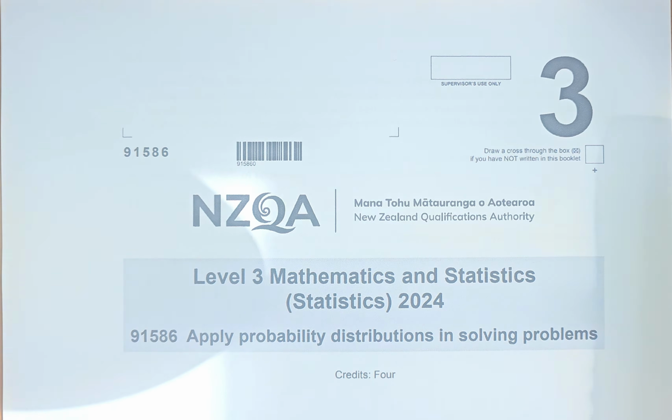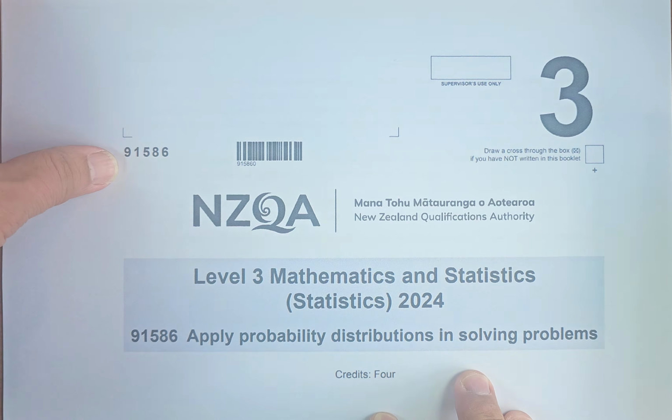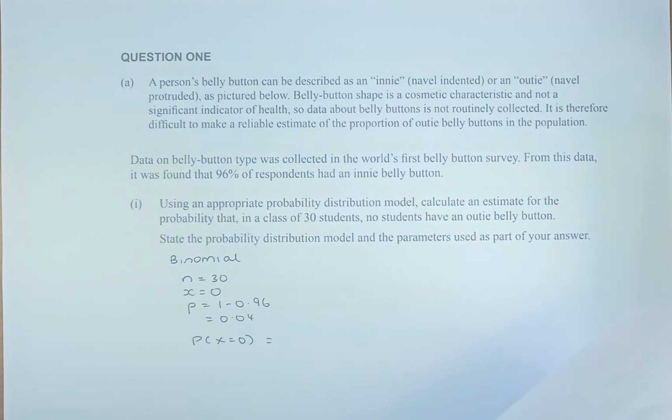Good day. In this video, we are going to try and solve question 1A of the 2024 NCEA Level 3 statistics paper titled Apply Probability Distribution in Solving Problem. In this video, we need to use the graphic calculator. If you have one, that is an advantage. If not, you use the table. So without further ado, let's do question 1A, part 1.